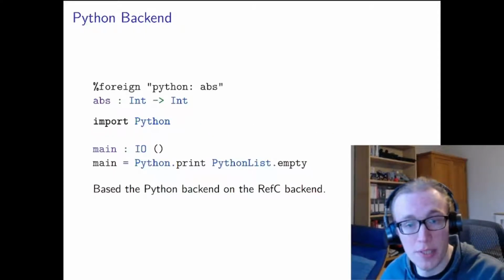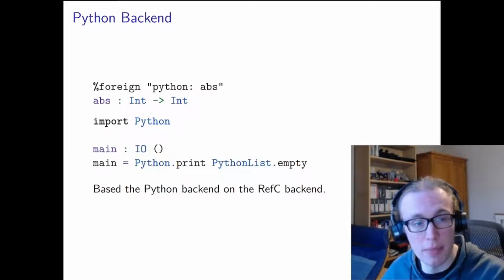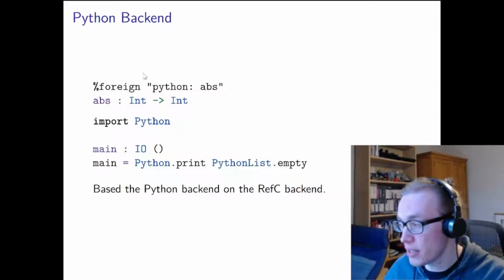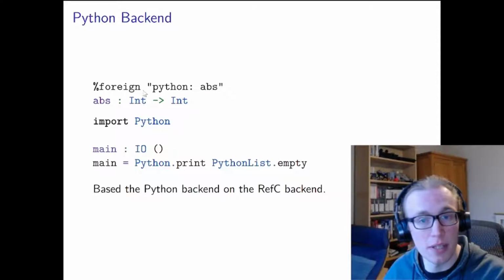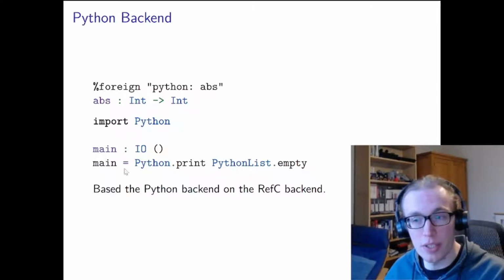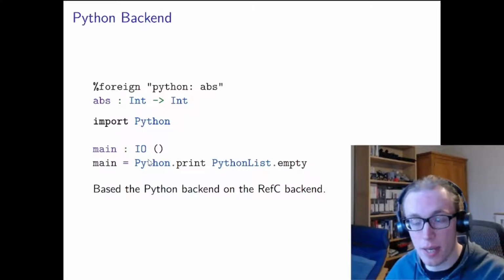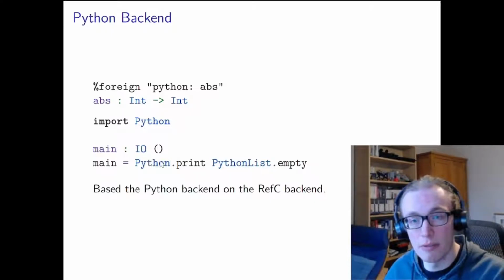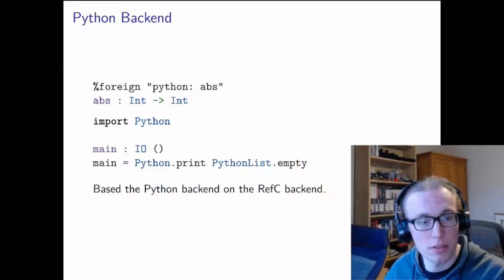So that's what we went and did. We went and made a Python backend. We can call Python functions using the FFI, so that's something like this here. And we also provided a library of bindings for Python's standard library, so that's this bit here, import Python, and then we can use some of the standard Python bits from within Idris. So we can use the Python print function, we can use Python lists, and it all works just like that.